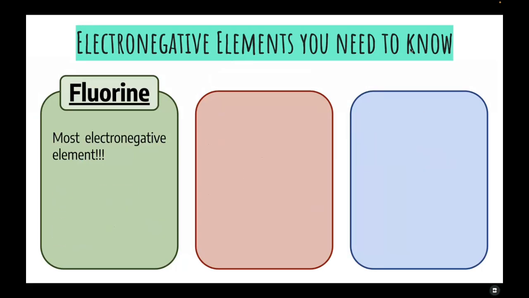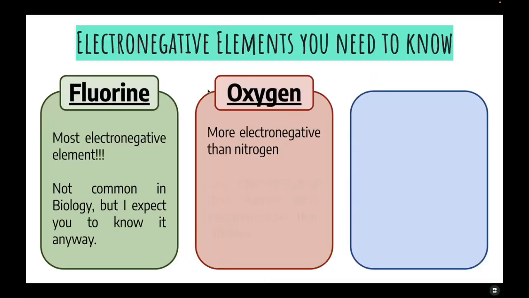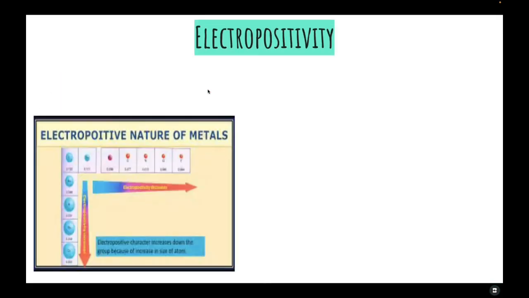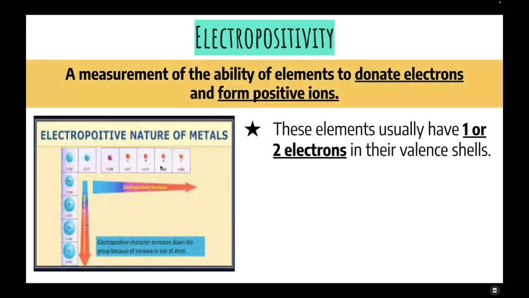And again, the trend for electronegativity is as you go to the right, electronegativity is going to increase. So here you see fluorine is more electronegative than oxygen. Oxygen is more electronegative than nitrogen. But over here, it's the opposite. So as you go down, electropositivity is going to decrease. They're not willing to donate any electrons, right? They want to attract electrons instead.